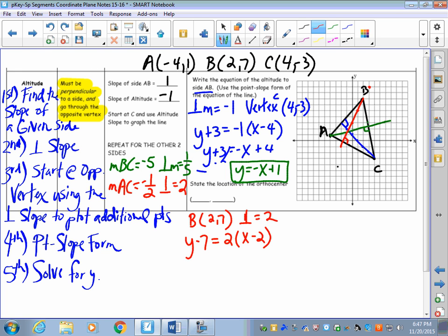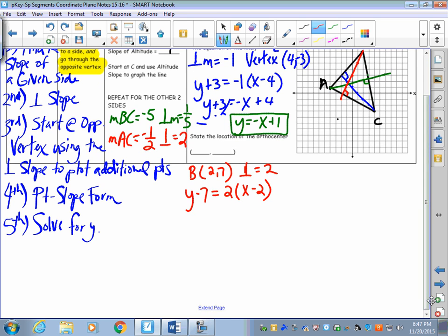And put it in slope-intercept form so we can use substitution again, or I'm going to do elimination just to practice that as well. So let's go ahead and distribute. We have y minus 7 equals 2x minus 4. We're going to add the 7, and then we get y equals 2x plus 3. All right, so that was the equation for the altitude for the side BC, our red altitude.